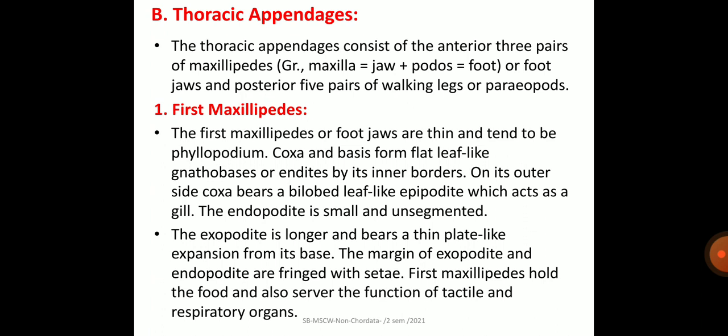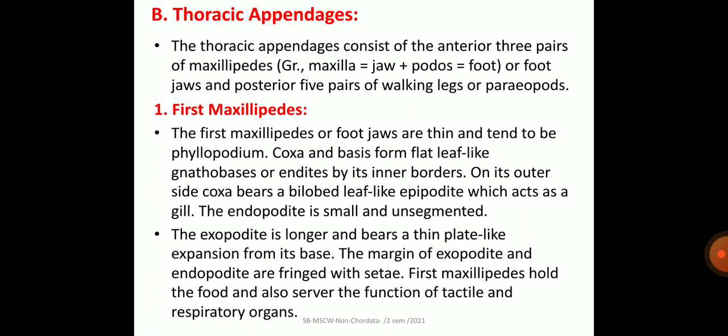So now, after learning about the structure and function of cephalic appendages, let us learn about the thoracic appendages, which arise from the thorax region. These thoracic appendages consist of anterior 3 pairs of appendages which are called maxillipedes. Again, it's Greek: maxilla is the jaw and podas means foot, or foot jaws. Posteriorly it has 5 pairs of walking legs or pereiopods.